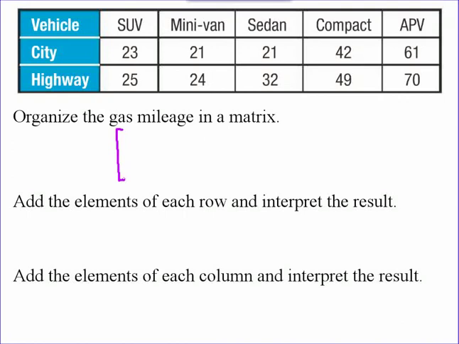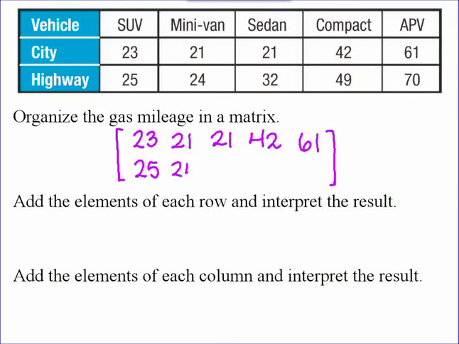I'm going to write my first row, and my first row here is going to be 23, 21, 21, 42, 61. My second row is going to be what, folks? 25, 24, 32, 49, and 70. And that's it. That's all you have to do. That's all you have to write. Fairly straightforward. You don't have to label anything, so you don't have to worry about the city, highway, or the column headers.